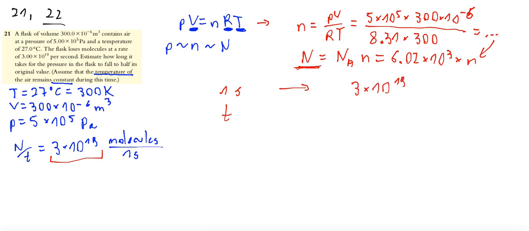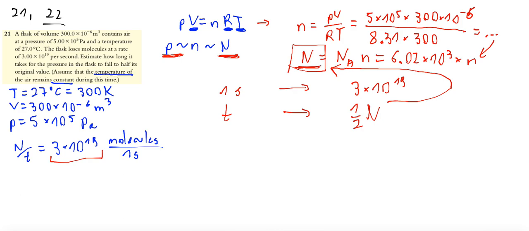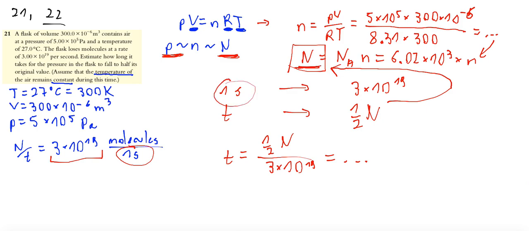And we have to find the time after which half of the molecules will escape, because when half of the molecules escape, then pressure will be reduced by half. So here we have to put half of n, half of this number. By using simple proportion, this times this is equal to this times this, you can find the time. So finally it will be half of the number of molecules at the beginning divided by the rate, which is 3 times 10 to the power of 19, and in this case the time will be in seconds because everything refers to the second. Clear?